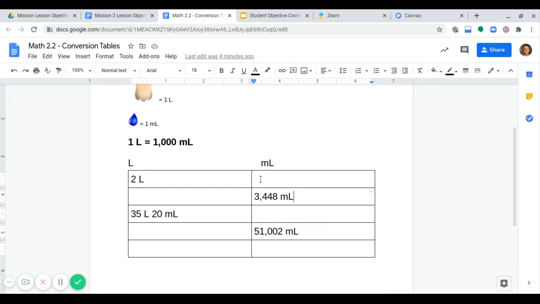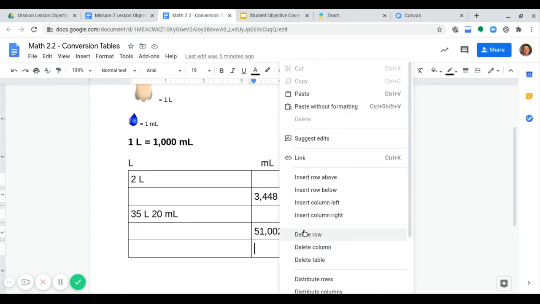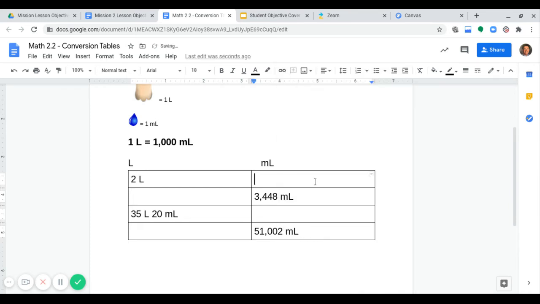All right, so you're going to be asked to make some conversions today. You might have a chart like this. So 2 liters, and we have to convert it. Again, 1 liter equals 1,000 milliliters. So if I had 2 liters, how many milliliters would that equal? If 1 liter equals 1,000, 2 liters equals 2,000 milliliters.